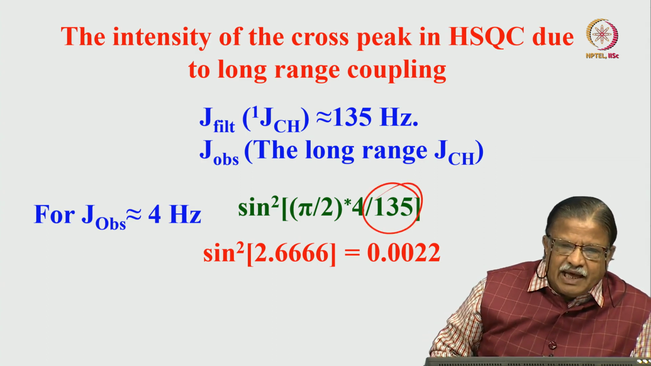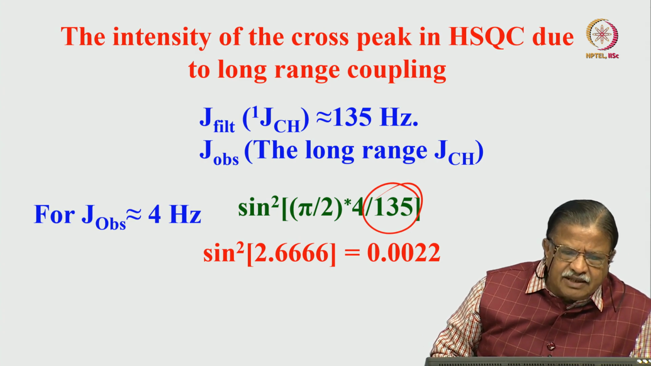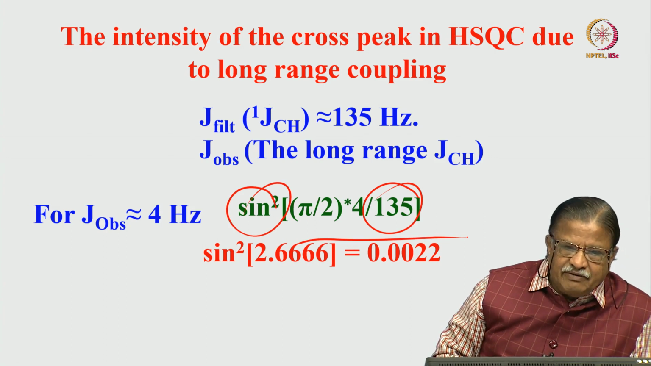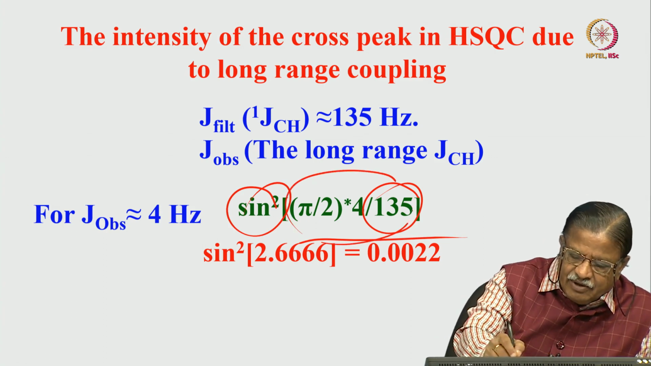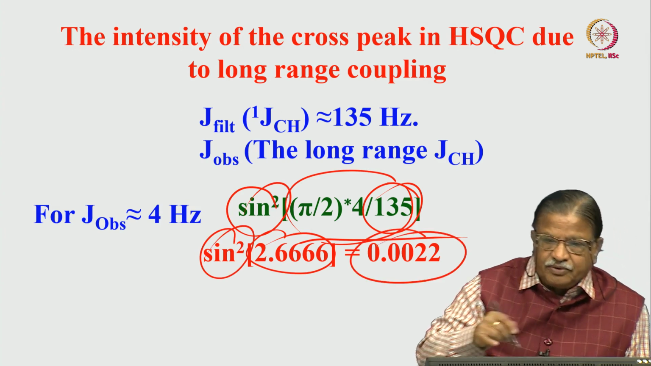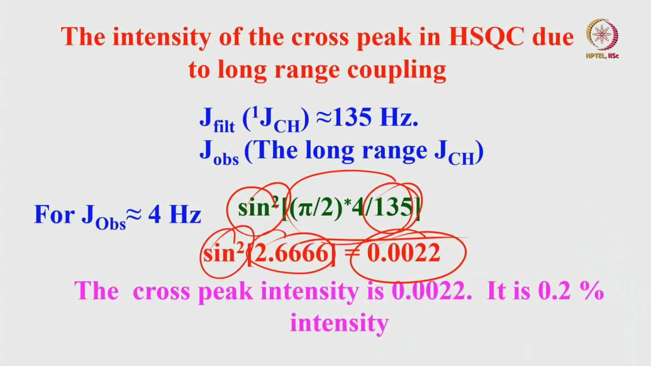Just use a simple calculator. Calculate what this value of sin squared is for this particular value. You can find that it is 2.6666, and the sin squared value of that is 0.0022. What does it mean? The cross peak intensity is 0.0022, or 0.2%, with respect to the 1JCH peak from the filter you have used.